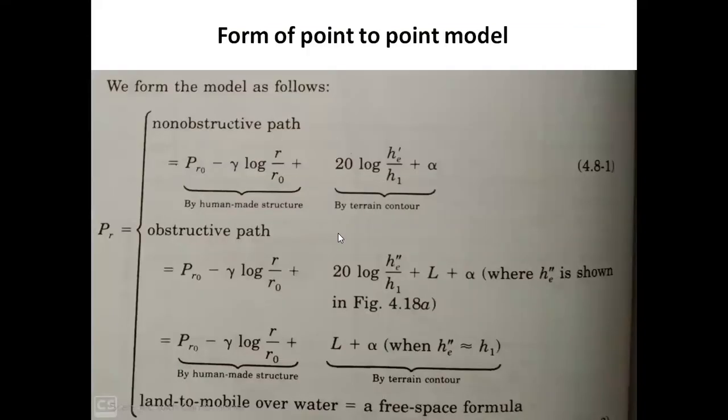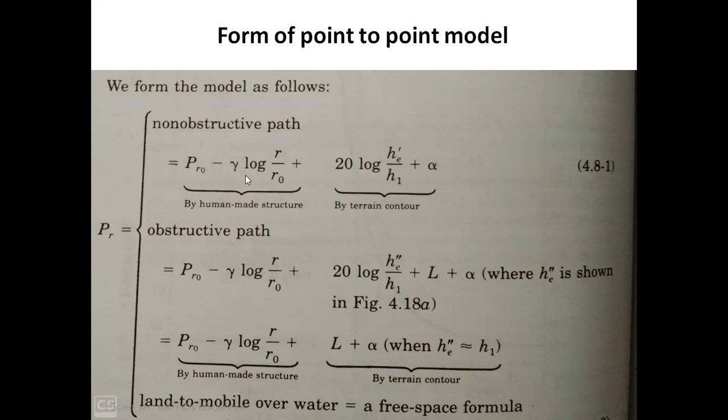Next one is the form of the point-to-point model. So these are the formulas. The form of the point-to-point model describes some formulas of the Lee model, or point-to-point model, stated in three cases: non-obstructive path, obstructive path, and land to mobile over water path. So that is the received power when we take a non-obstructive path. Non-obstructive path means direct path. Okay, so in that case, the received power formula is this.